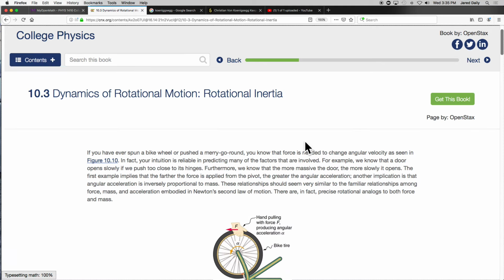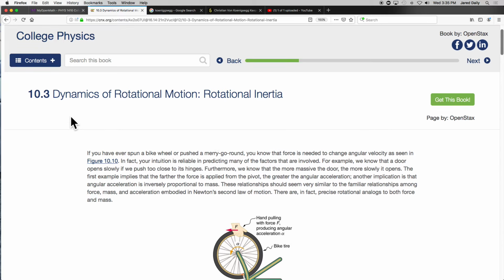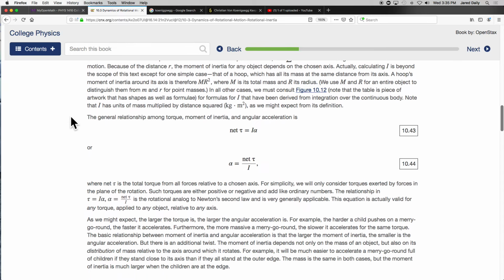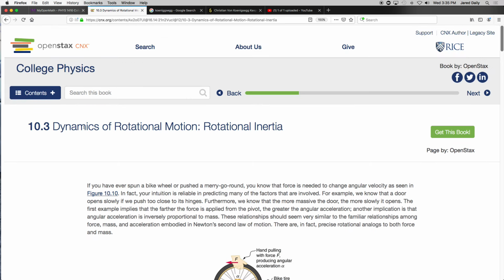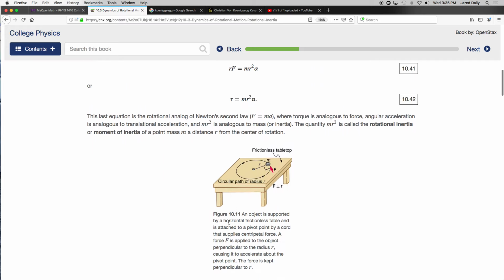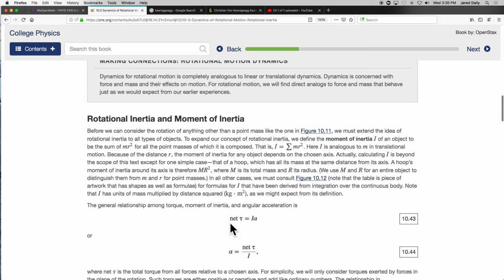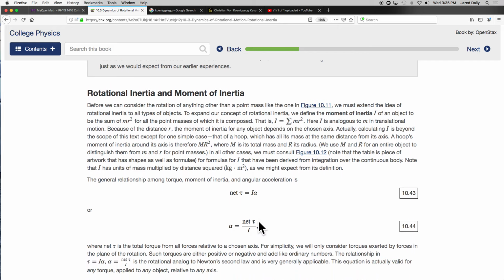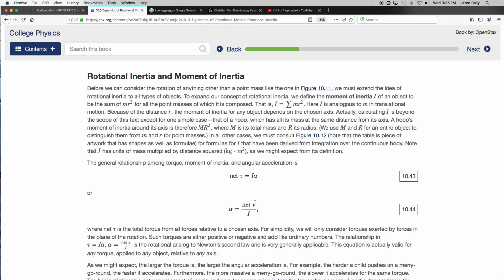And then we moved on to dynamics. Rotational motion, where instead of having force equals mass times acceleration, we have torque equals rotational inertia or moment of inertia times rotational acceleration. So this is our new Newton's law. Instead of force equals mass times acceleration, torque equals I times alpha. Right? And of course, you can rearrange that to solve for alpha.